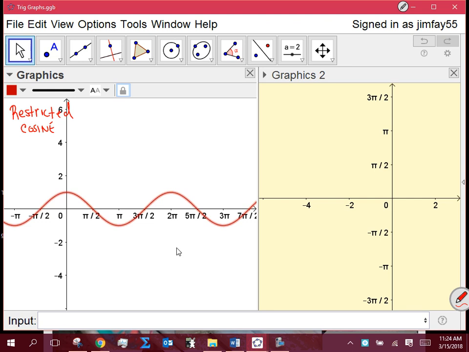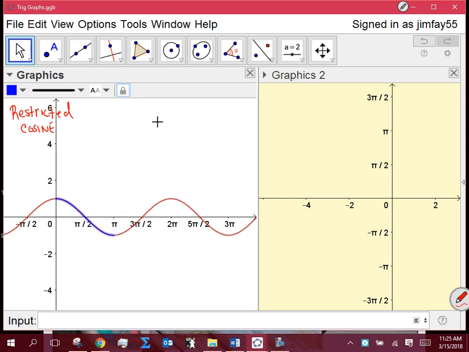The most logical, the most natural place is to take your cosine function and restrict it between 0 and pi. When we do that, we get that blue curve, okay? And that blue curve is the restricted portion that we want to look at. So that there is going to pass the horizontal line test. Is that okay with everybody?